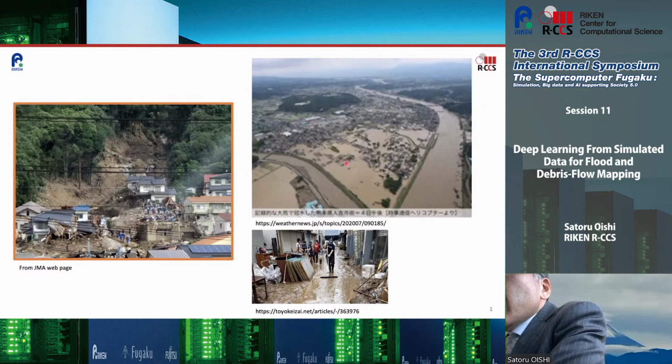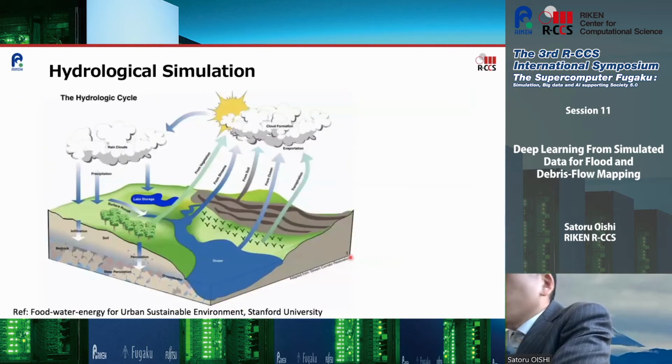In that photo, inside the town, lots of mud remains after the disaster. All the houses are covered by mud, and it is very difficult to remove. Therefore, disaster countermeasures have to understand the amount of mud remaining in the town. So this is our principal target.